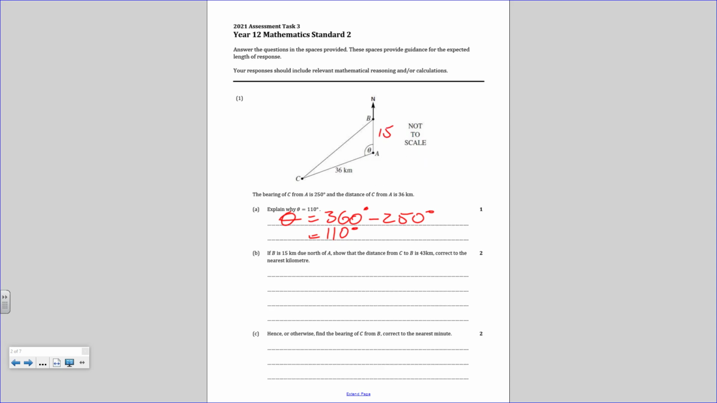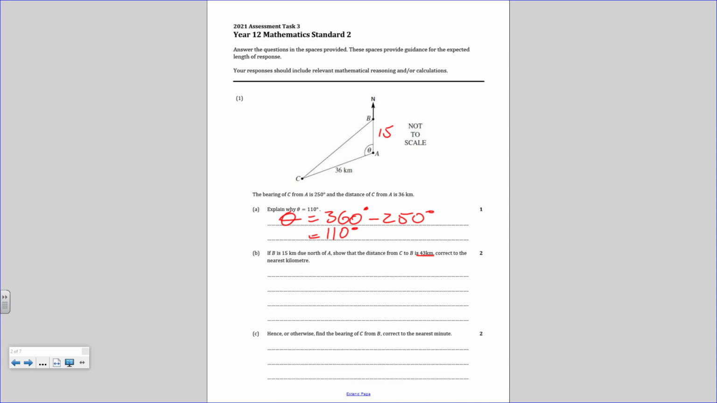For part B, B is 15 kilometers due north of A, so that's 15. Show that the distance from C to B is 43 kilometers, correct to the nearest kilometer. Again, this question is telling you what the answer is. You just need to show that it comes to that.